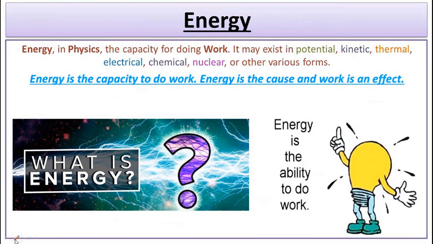Energy. How can you define energy? In a very simple way, you can say energy is the capacity or ability to do any work. It exists in different forms such as potential energy, kinetic energy, thermal energy, electrical energy, chemical energy, nuclear energy, and so on.